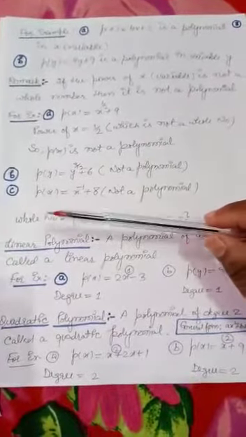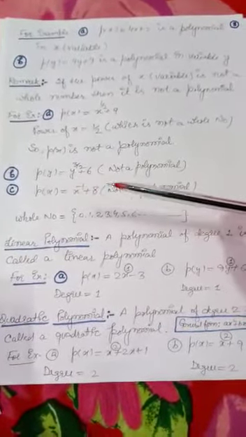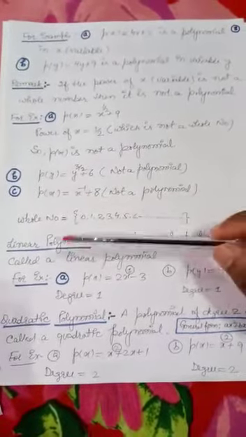Now example c, p(x) is equals to x raised to power minus 1 plus 8. Here the power of x is minus 1. That's why it is not a polynomial.